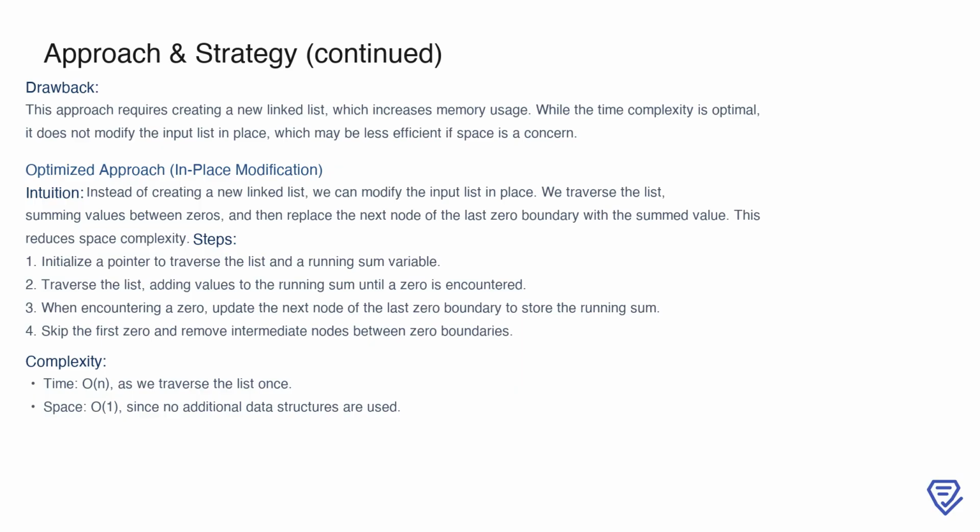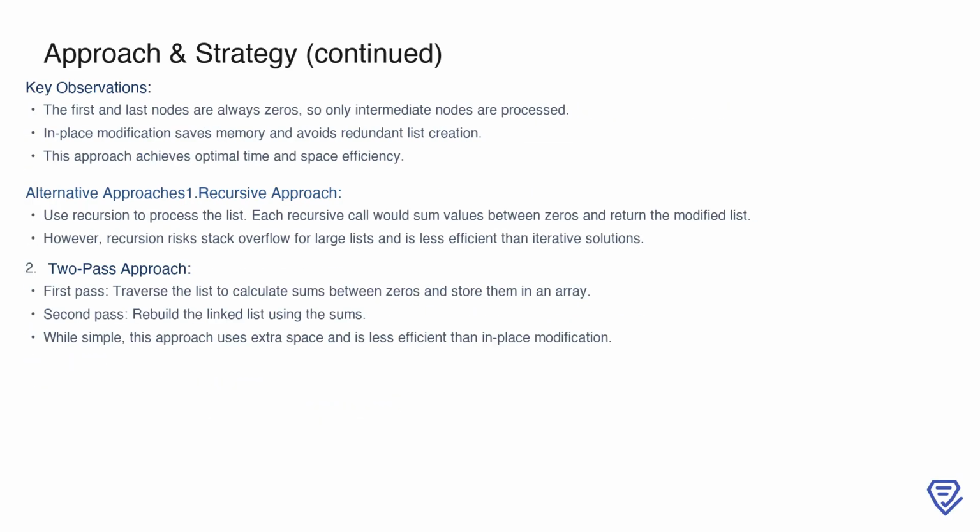The result is a solution with O(n) time complexity and O(1) space complexity, as it does not require any additional data structures. There are several key observations that make the optimized in-place modification approach effective. First, since the first and last nodes are guaranteed to be zeros, we only need to process the intermediate nodes. This allows us to focus on merging values within those boundaries.